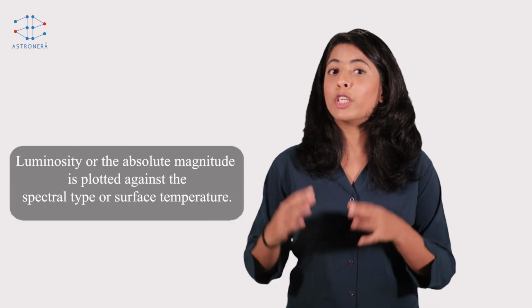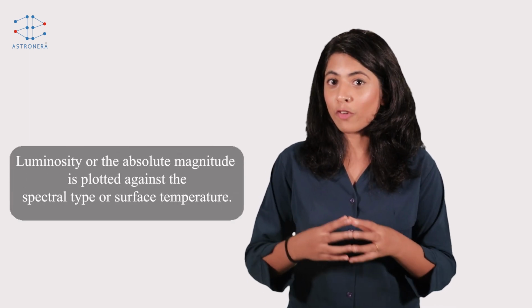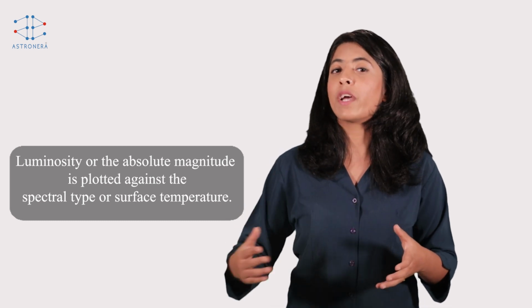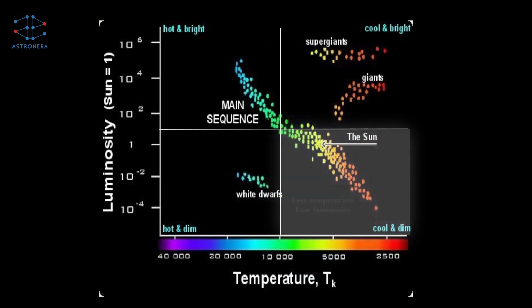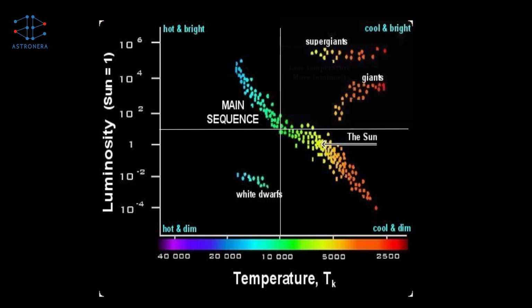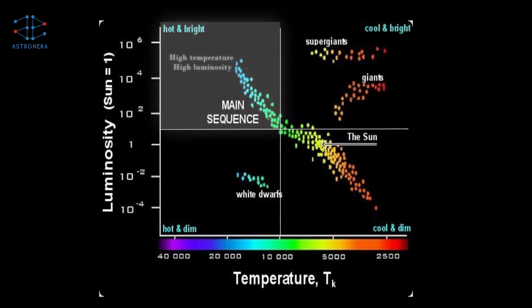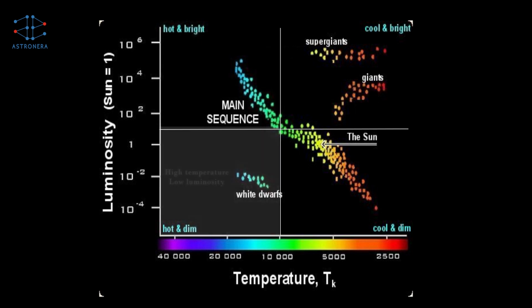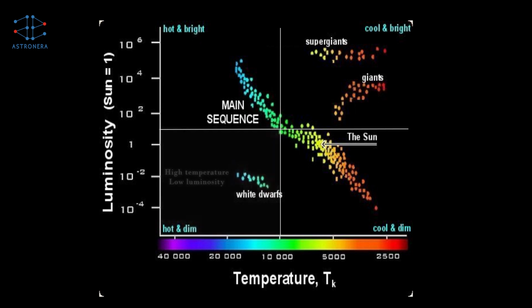On the HR diagram, the luminosity or the absolute magnitude of the star is plotted against their spectral type or surface temperature. We can divide this HR diagram mainly into 4 parts. The right bottom part is where the stars having less temperature and less luminosity are plotted. The top right part is where the stars having less temperature yet more luminosity are plotted. The top left corner is where the stars having high temperature and high luminosity are plotted. And at the bottom left corner, the stars having low luminosity yet high temperature are plotted.